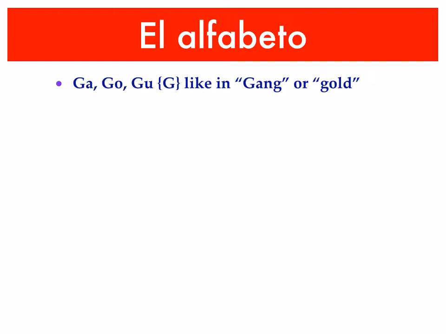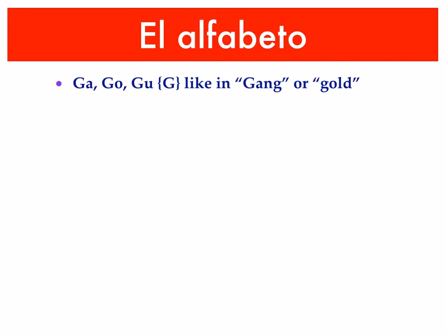This is a problem. Another problem with the alphabet is the sound G and the sound H. If you have a word written with a G and an A, or a G and an O, or a G and a U, this is going to sound like the words gang or gold in English. It shows more in Spanish.